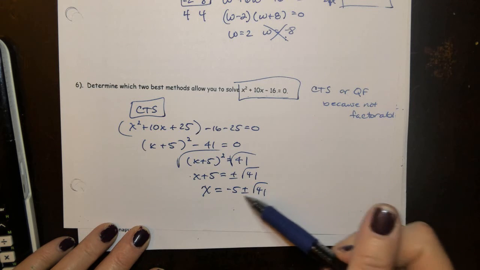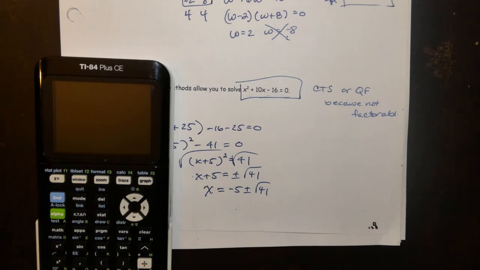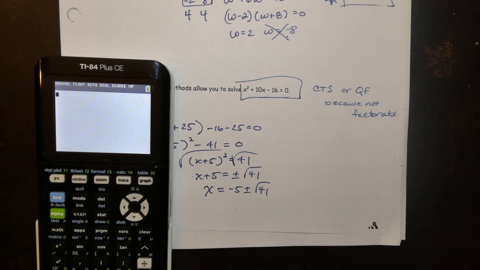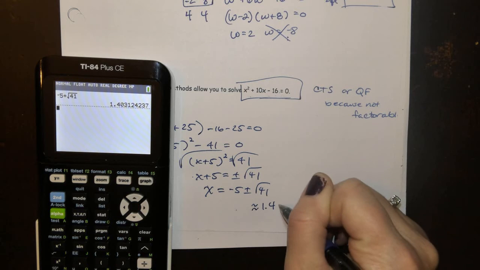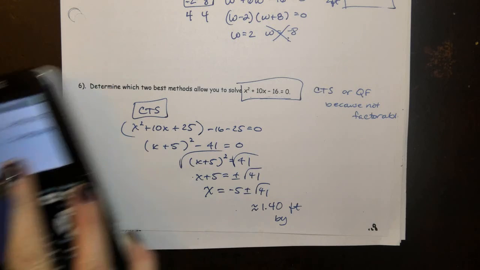Now notice, this isn't a real-life example anymore. If you were making a garden and you said, let's make the sides negative 5 plus and minus square root of 41, that wouldn't really make sense. People ballpark it. Your dimensions would be about 1.40 feet by, let's see, negative 5 minus square root of 41. There's the one that gets the boot. So you'd plug that back in to whatever the other dimension was. I think I just made this up.